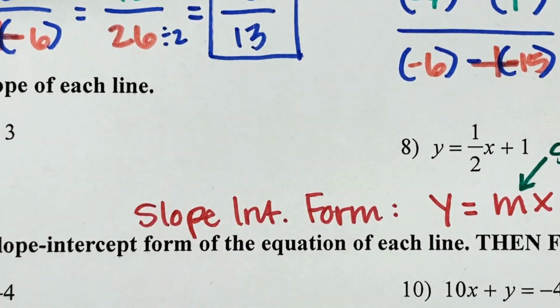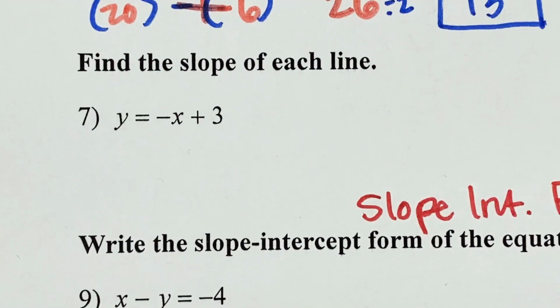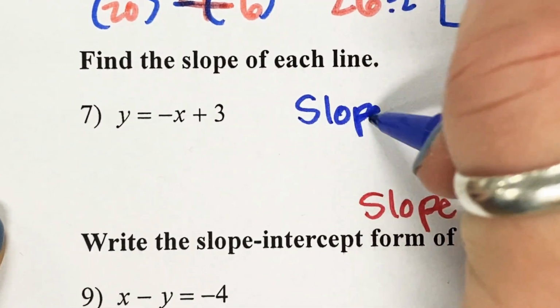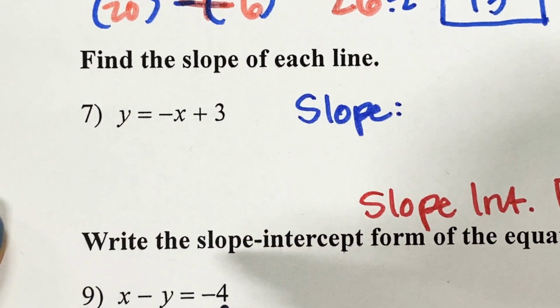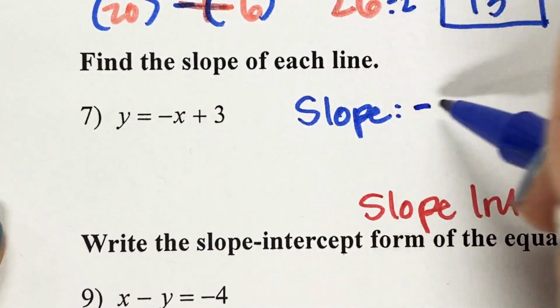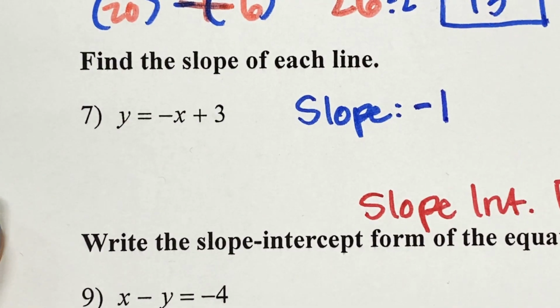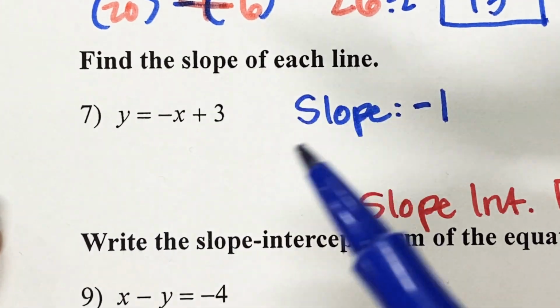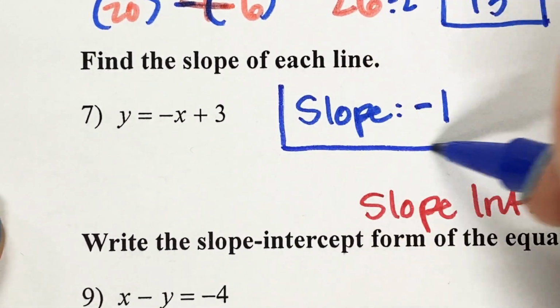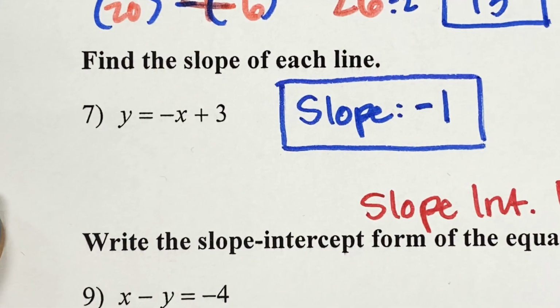So pretty simple. What is the number that's right in front of the x? So what is my slope for number 7? What is the number right in front of the x? It's going to be a negative 1. Remember, 1 is that number that's being multiplied or divided. That's always there. It's that creepy number that kind of disappears. So our slope is negative 1.